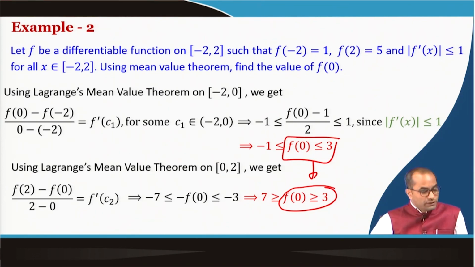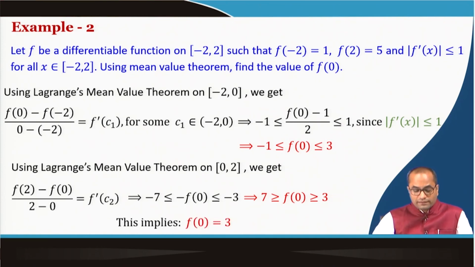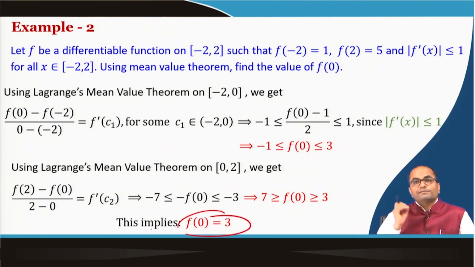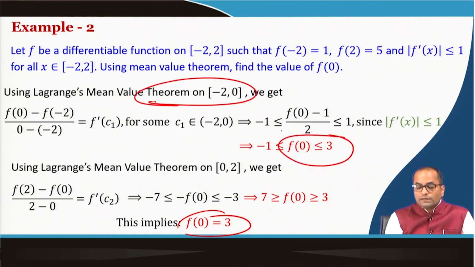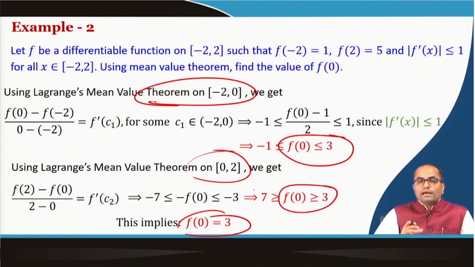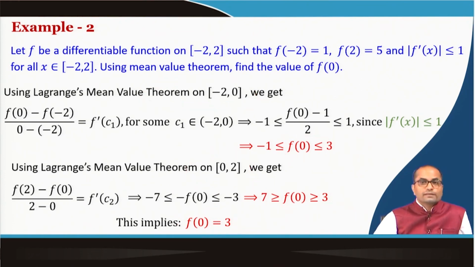So, from these two inequalities we can find out that f0 has to be 3, because in this part when we apply the mean value theorem we got f0 has to be less than 3. When we apply the Lagrange mean value theorem in the other interval 0 to 2, we realize that f0 has to be greater than 3, and we mix the two. If we merge the two, we get that f0 has to be 3. There is no other possibility than f0 being 3.